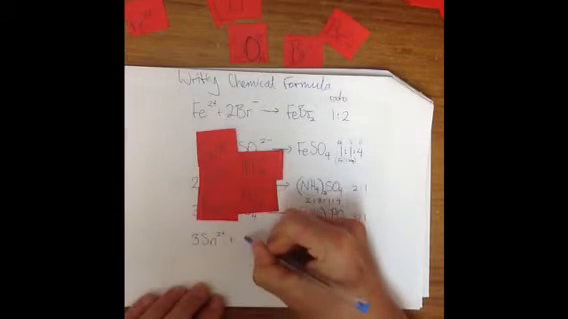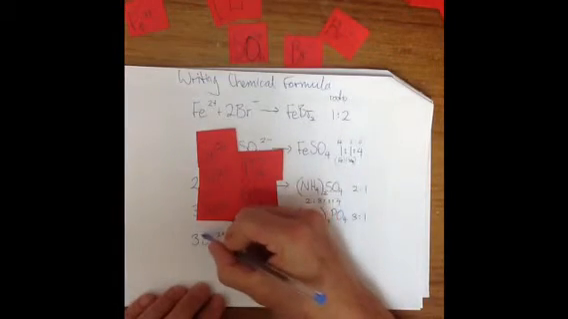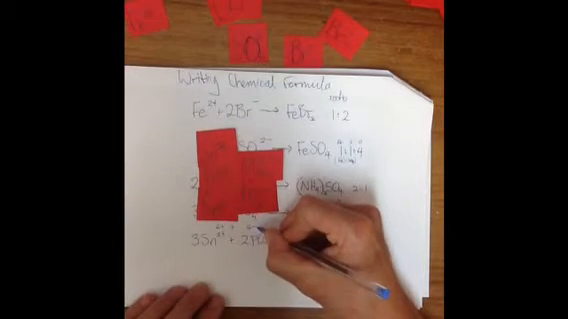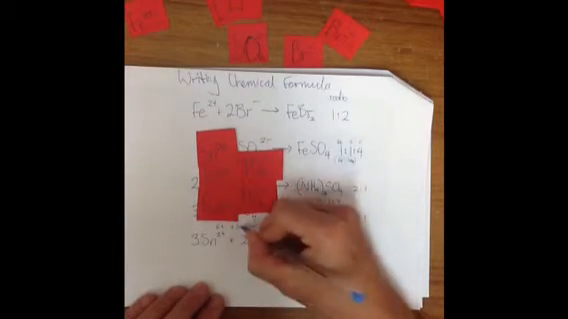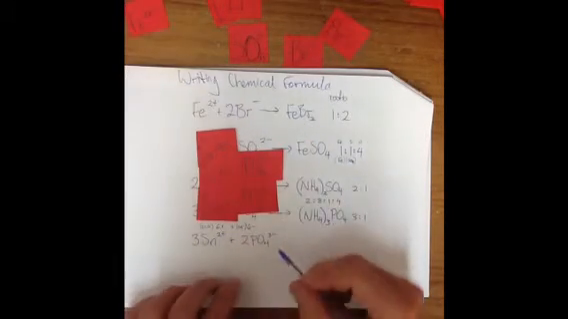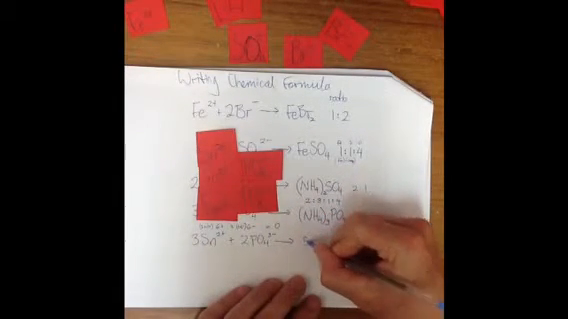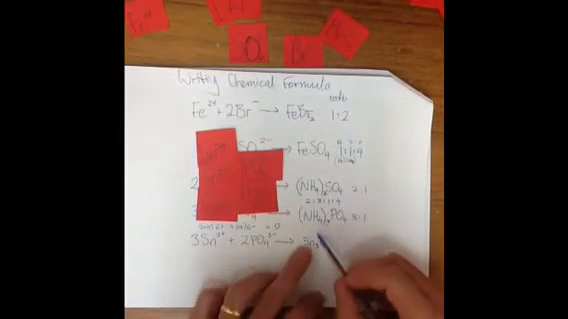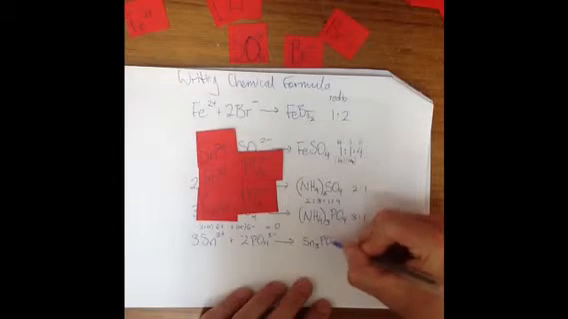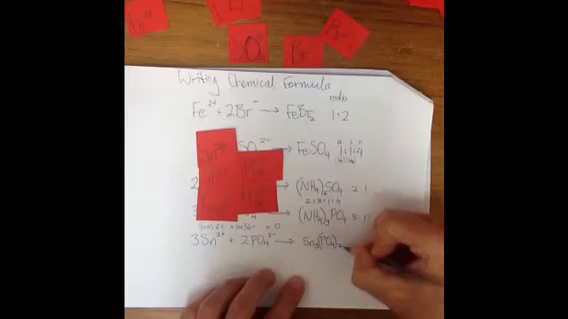So I could write that down as 3 Sn2 plus and 2 PO4 3 minus, which becomes 6 plus and 6 minus, this is 2 times 3 negative, and that's 3 times 2 positive. And that gives me 0 for the charge. And when I write that down, I write Sn3, no brackets required because it's a single ion, PO4, and in this case I've got 2 of them, so I need to put in my brackets 2.